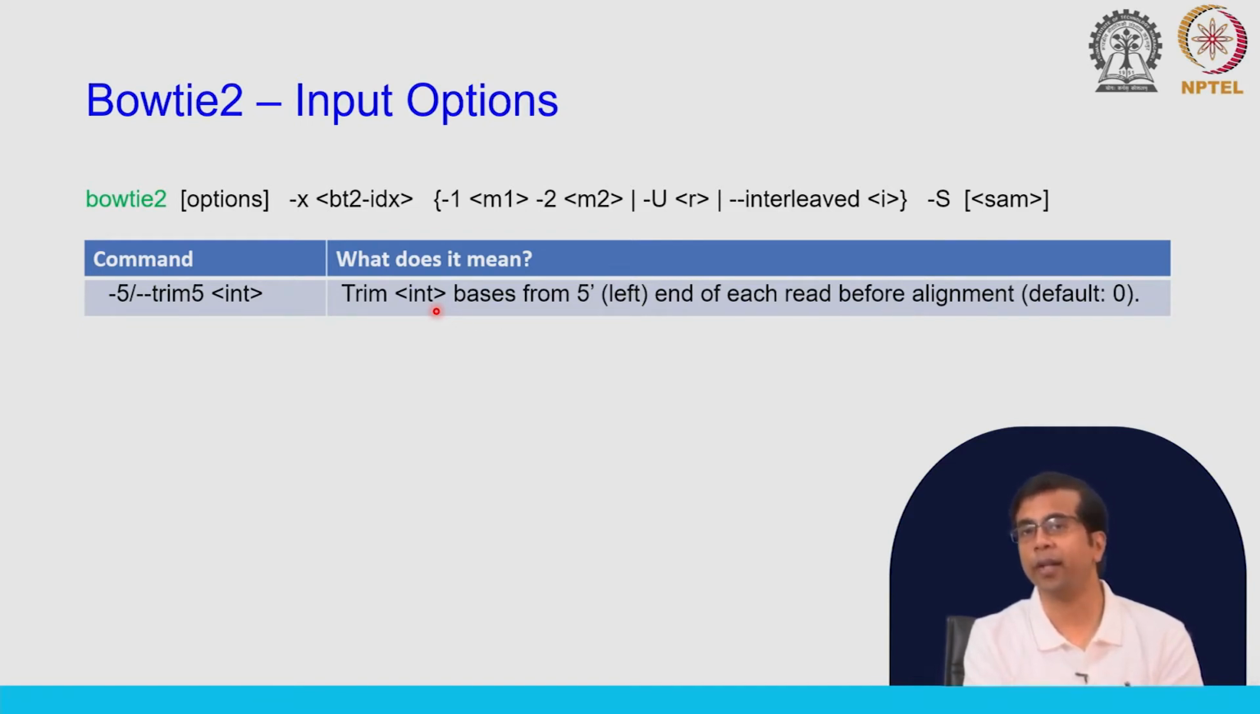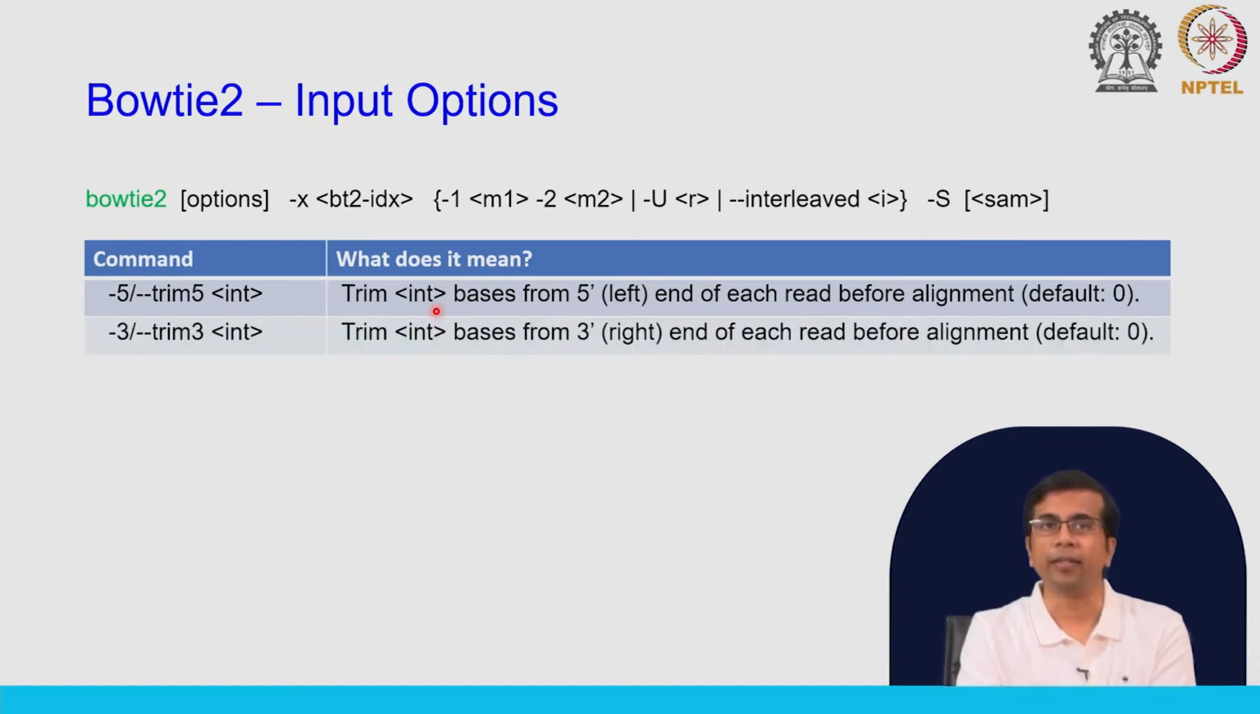Because sometimes in your data you might see that the first few bases are of very poor quality, maybe 5, 10 or 4, etc. If you see that during your quality control, you want to mention this: trim 5 bases in the 5 prime end, and do not use them for alignment. The default value is 0. The program does not do any trimming, it will just set this to 0, but if you want to do this, you have to mention -5 or minus trim 5 followed by the number of bases that you want to trim.